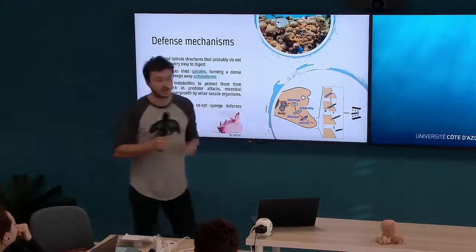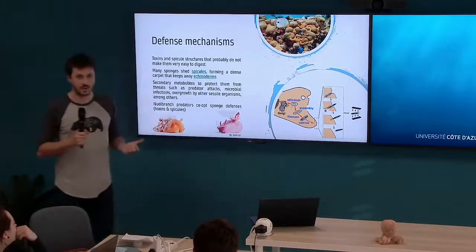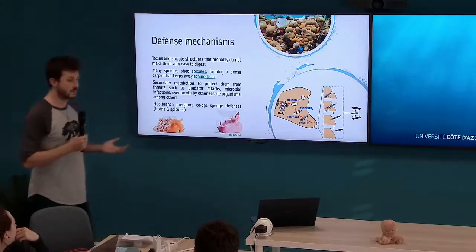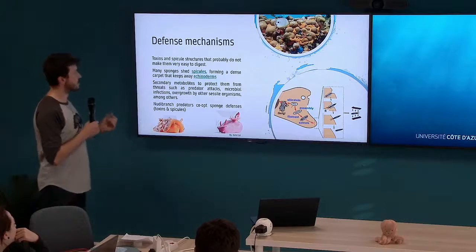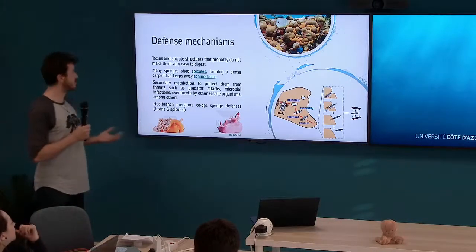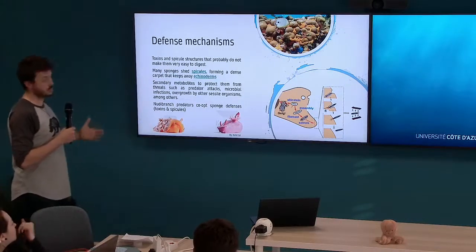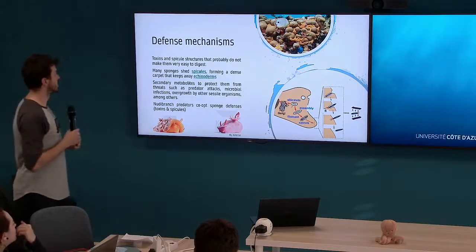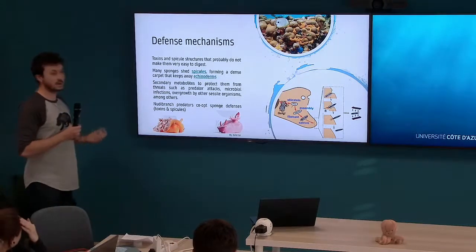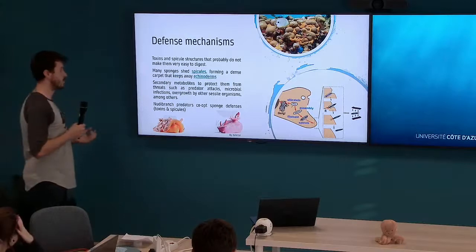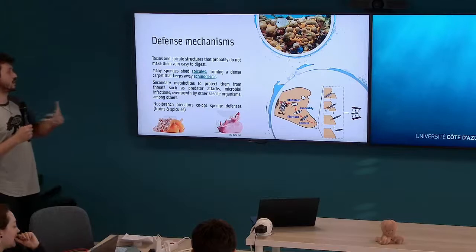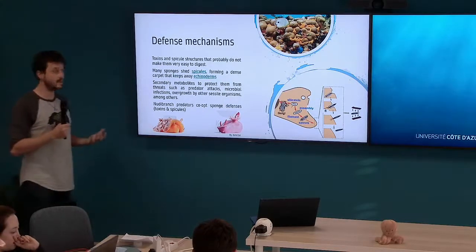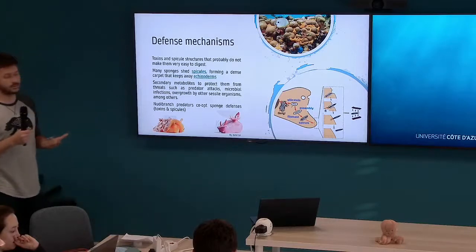So why are sponges so interesting? Because they have a lot of defense mechanisms. We will see two types of them. One is more mechanical, because they are able to produce spicules, as Margareta said, and those spicules are not really digestible. And they are able to emit, to shed those spicules, to form a dense carpet to avoid predation by echinoderms.